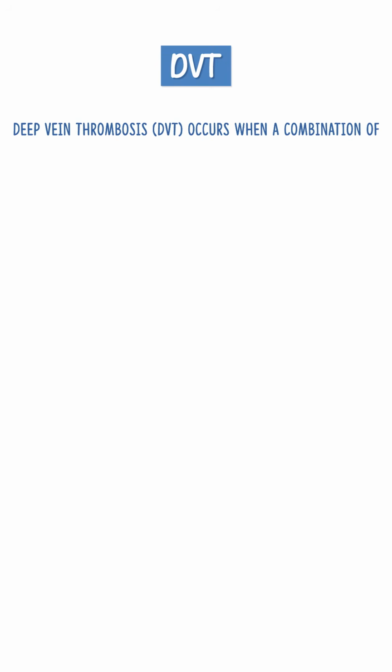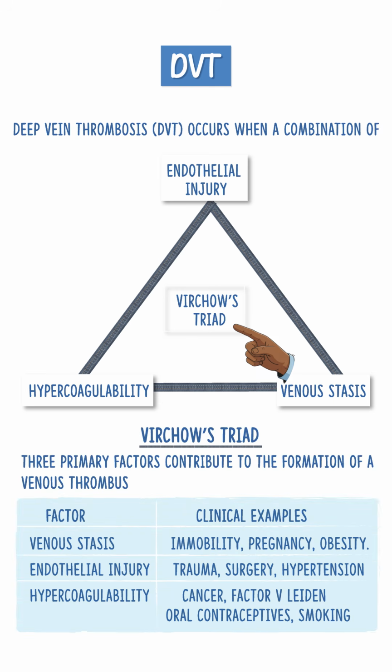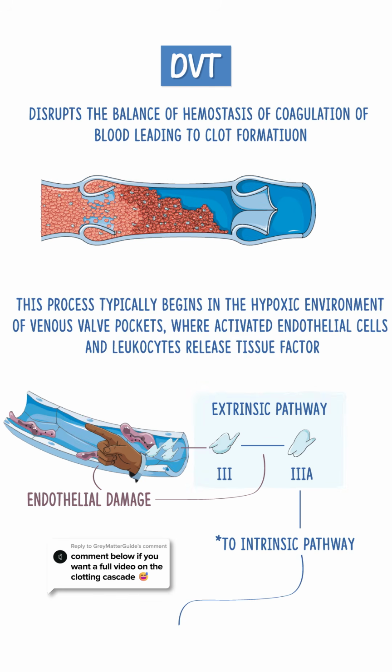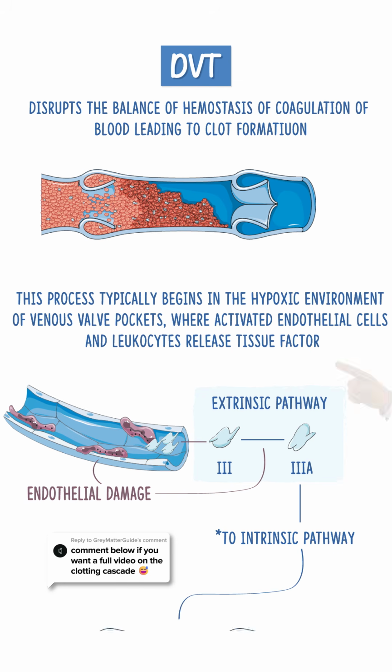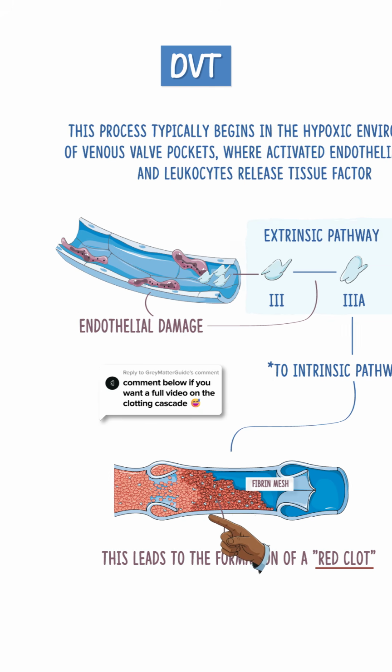Deep vein thrombosis, DVT, occurs when a combination of venous stasis, endothelial injury, and hypercoagulability, known as Virchow's triad, is present. This process typically begins in the hypoxic environment of venous valve pockets, where activated endothelial cells and leukocytes release tissue factor, triggering the coagulation cascade. This leads to the formation of a red clot, dominated by a fibrin mesh and trapped erythrocytes.